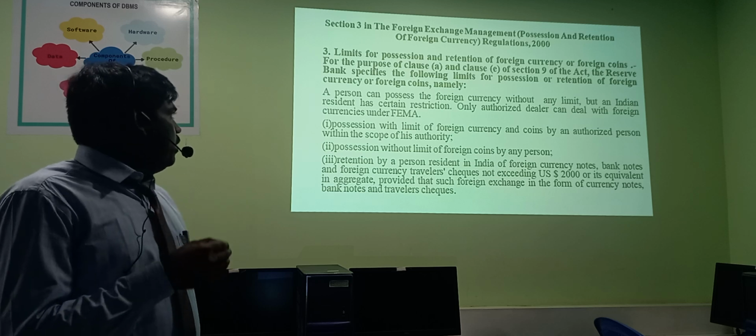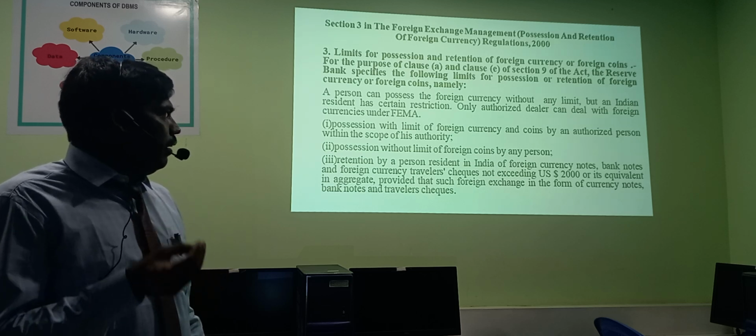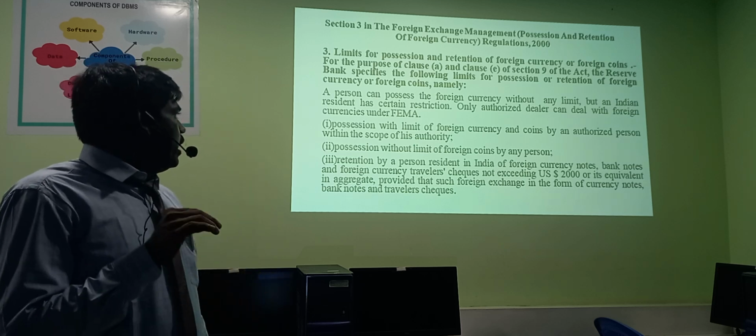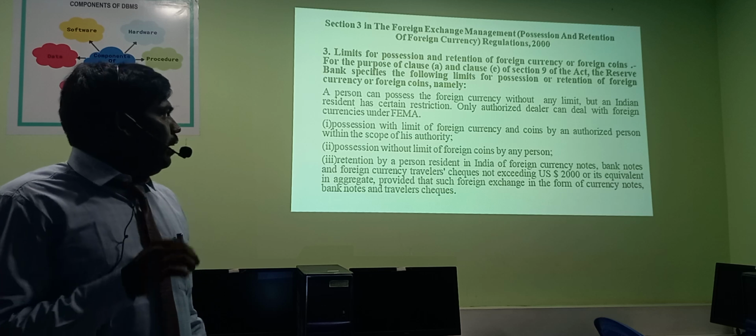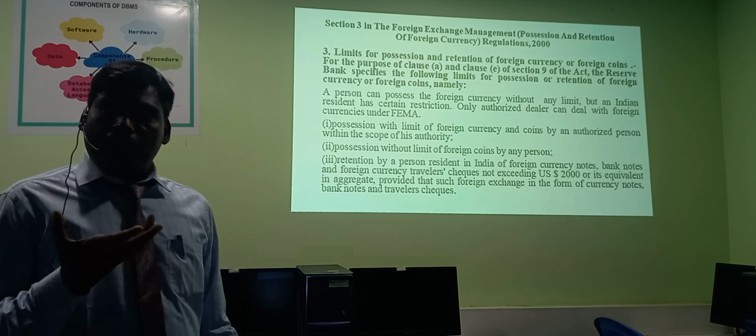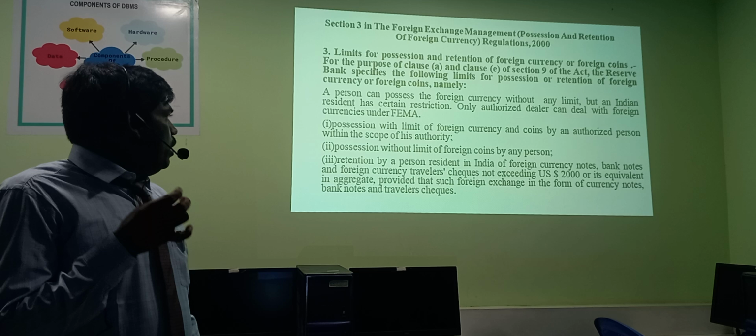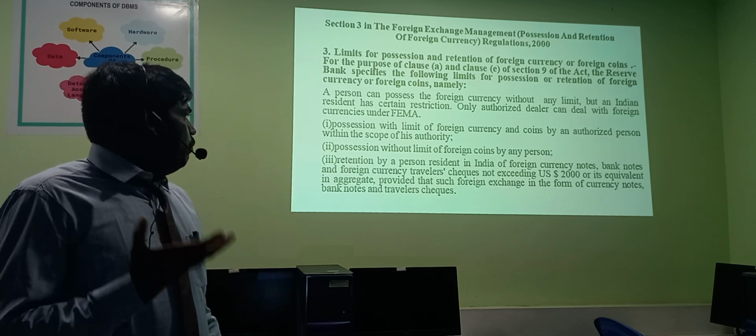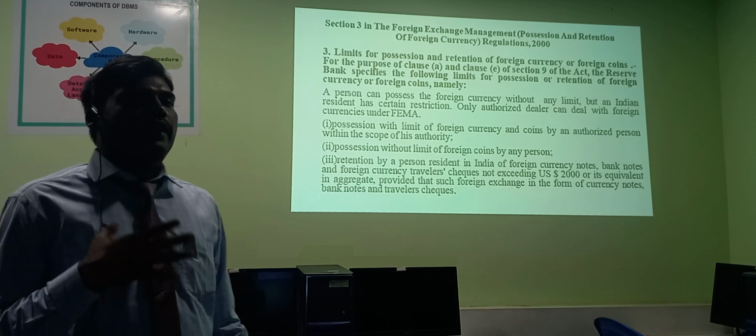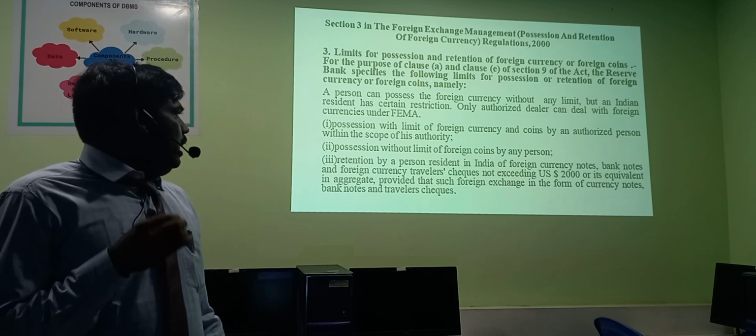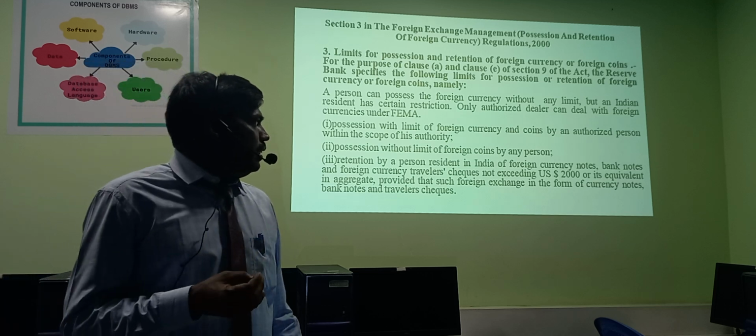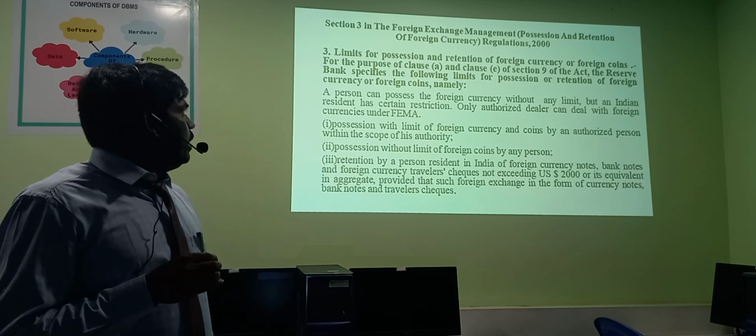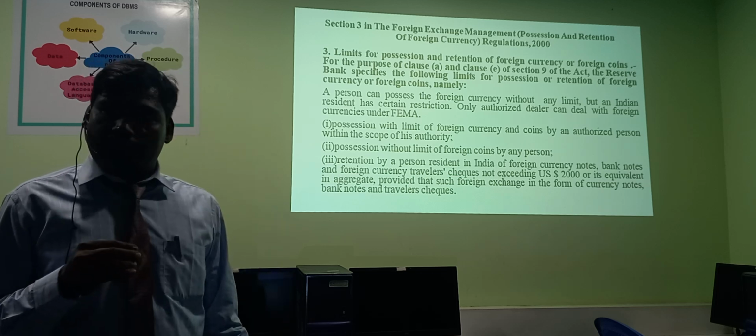So what are the permitted possessions? Possession of foreign currency and coins, with limits, by an authorized person within the scope of his authority. Second, possession of foreign coins without limit by any person. Next, retention by a person resident in India of foreign currency notes, bank notes and foreign currency traveller's cheques not exceeding 2000 US dollars or equivalent in aggregate, provided such foreign exchange is in the form of currency notes, bank notes and traveller's cheques, comes under the Foreign Currency Possession and Retention Regulations.